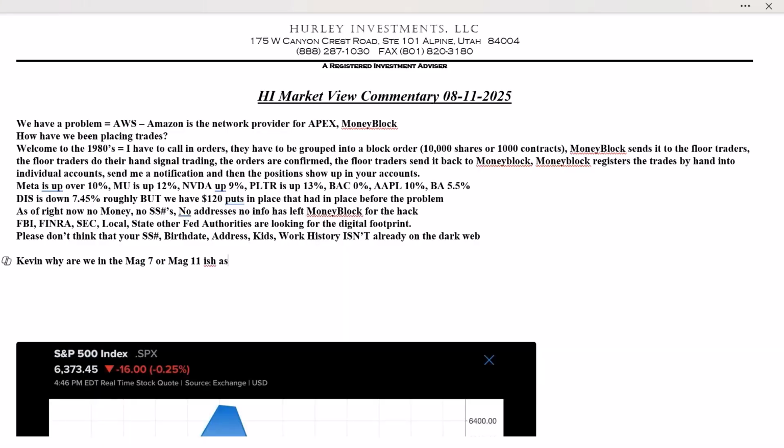Okay. I just want to make one other comment because it was brought to me. Someone asked, Kevin, why are we in the MAG 7 or MAG 11-ish as a concentrated position? Why are we in these ones minus Netflix and Tesla, basically, right? The MAG 11 are more of some of the Micron and some of the outliers, but why are we in the MAG 7 or the MAG 11?